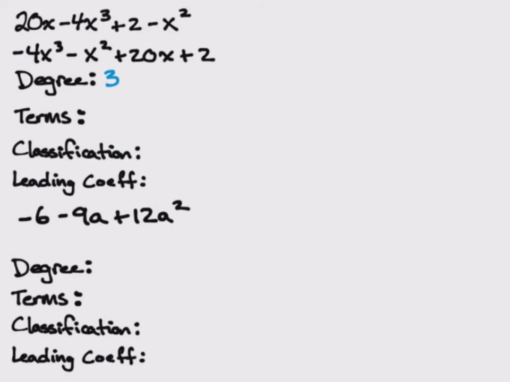This polynomial has 4 terms. The first term is negative 4x to the third power. The second term is negative x squared. The third term is 20x. And the last and fourth term is 2. All right, let's classify it. It's a degree 3 polynomial, so we're going to call it a cubic polynomial. And since it's got 4 terms, there's no special name for it other than polynomial. So this is a cubic polynomial.